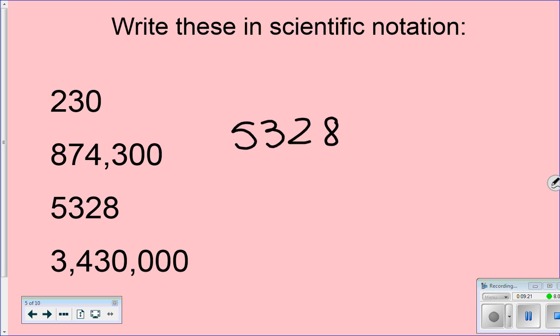Are there any zeros in here? No, but that's okay. You can write any number in scientific notation whether it has zeros or not. So here's where my decimal should be. But I've got to put it between that 5 and the 3. Times 10, yeah, 10 to the 3rd. Very good.